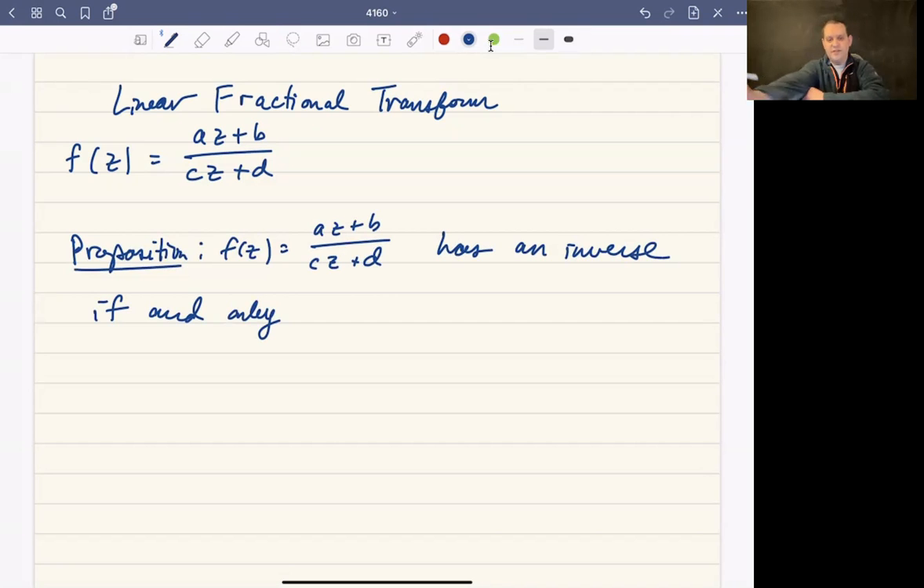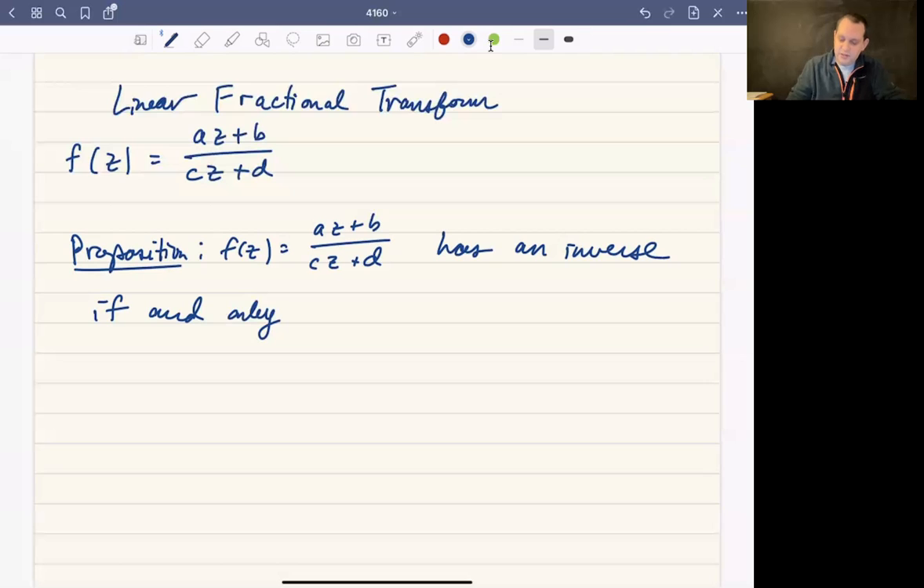Linear algebra fans, that should remind you of something in linear algebra. But anyway, this function has an inverse if and only if ad minus bc is not equal to 0. And then moreover, if that's the case, f inverse is going to be given by dz minus b over minus cz plus a. So this is the inverse. You can check, and it's one of the homework exercises, to verify that this actually is an inverse under these conditions.